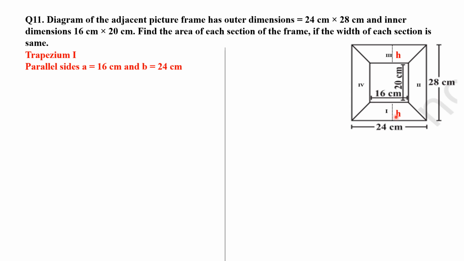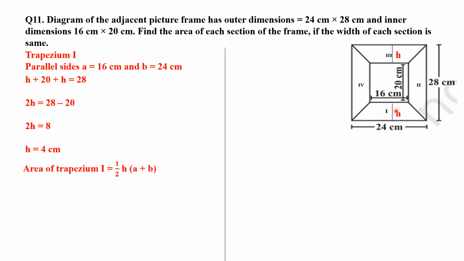So if I assume this width as h, this width will also be h, and h plus 20 plus h, the sum of all these three will be equal to my 28 centimeter. So from here I am going to calculate the height, isn't it? So my height will become 4 centimeter. Now I will find the area of the trapezium 1.